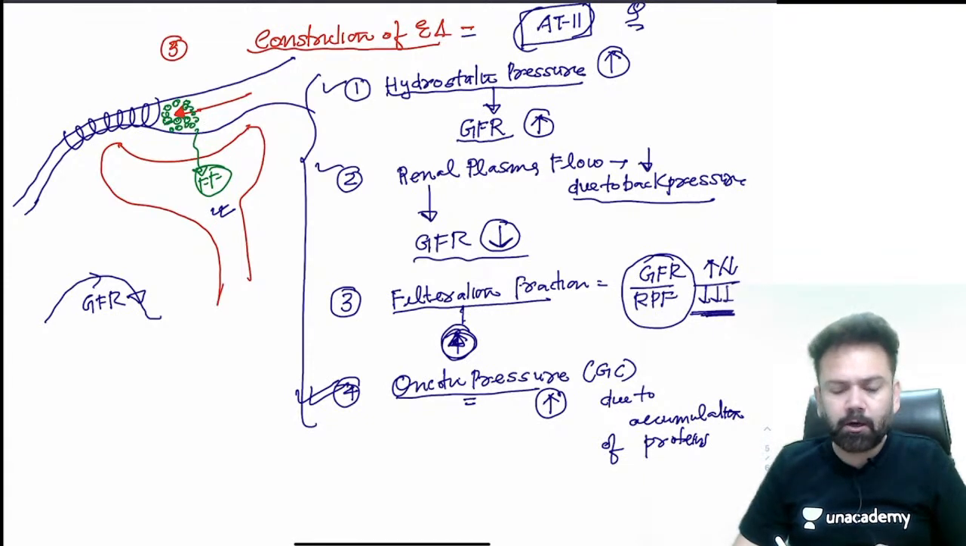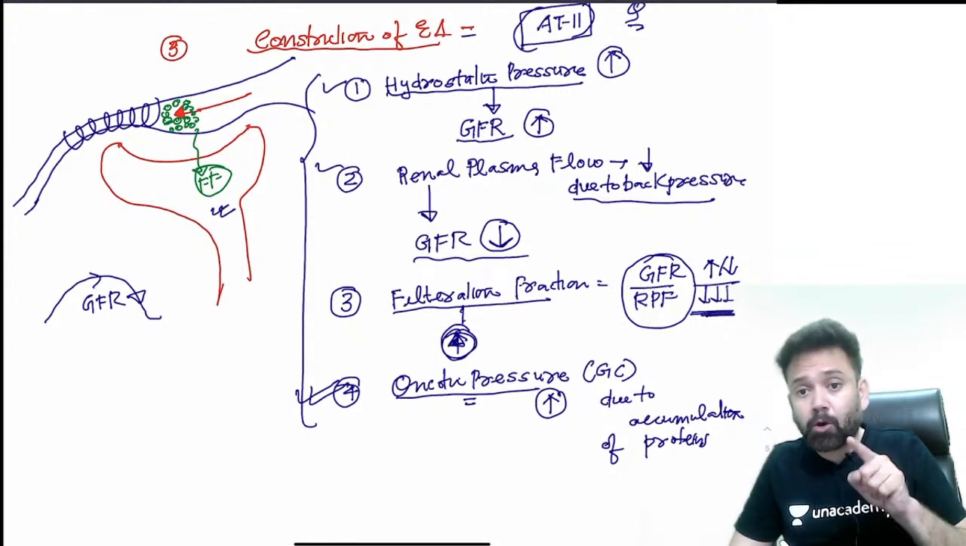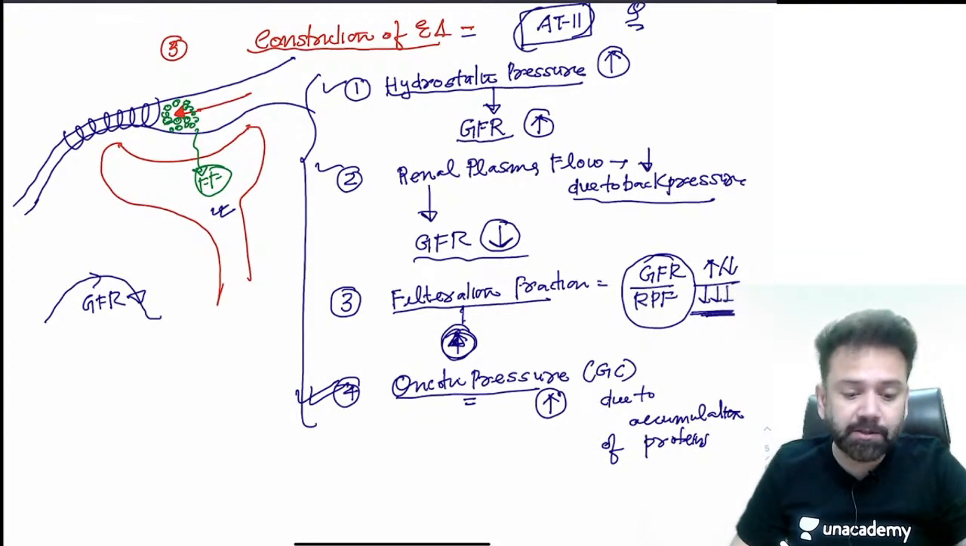A lot of assertion-reason questions have been asked on this concept. If they say GFR can be increased, yes. GFR can be decreased, yes. So is GFR increased because of less renal plasma flow? No. GFR is increased due to increased hydrostatic pressure.